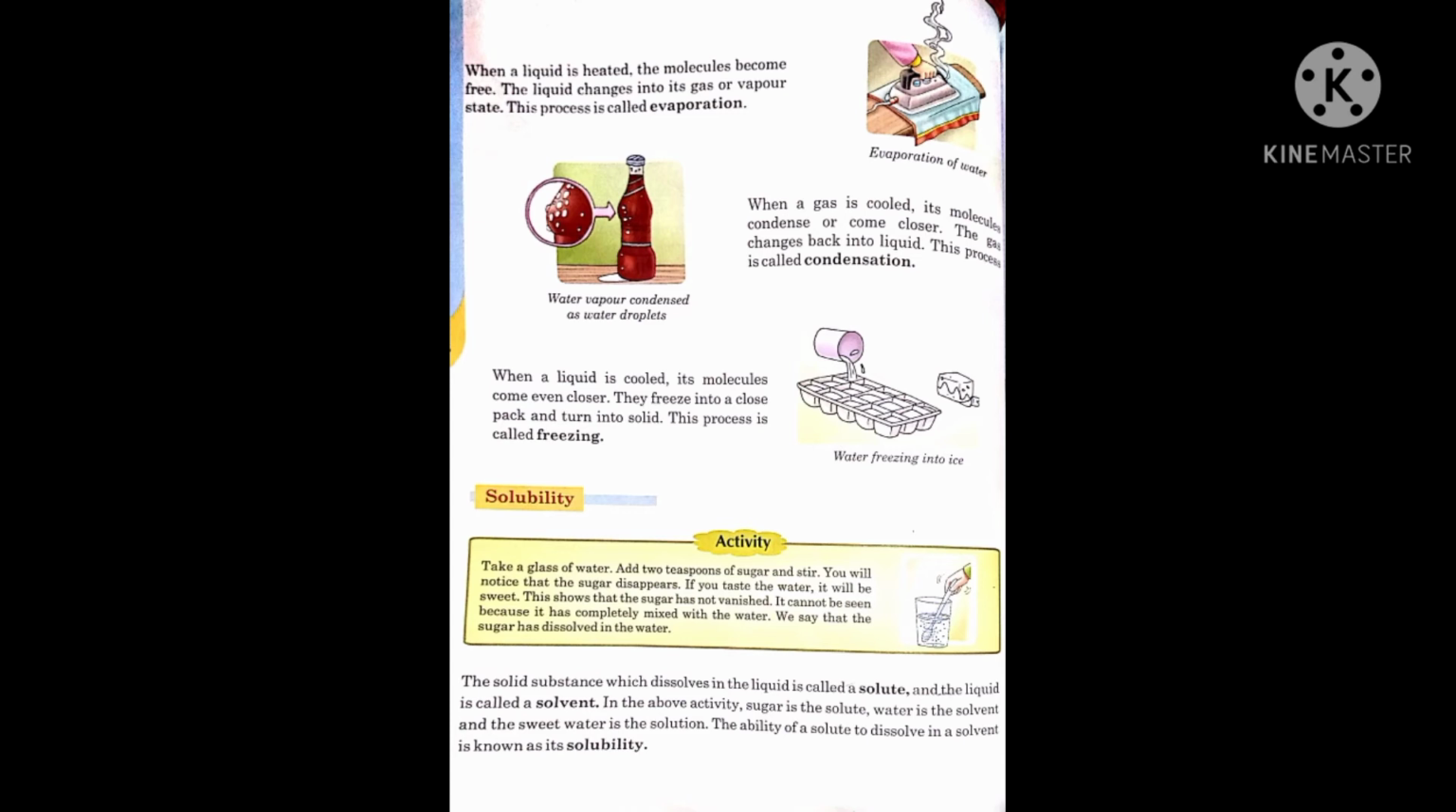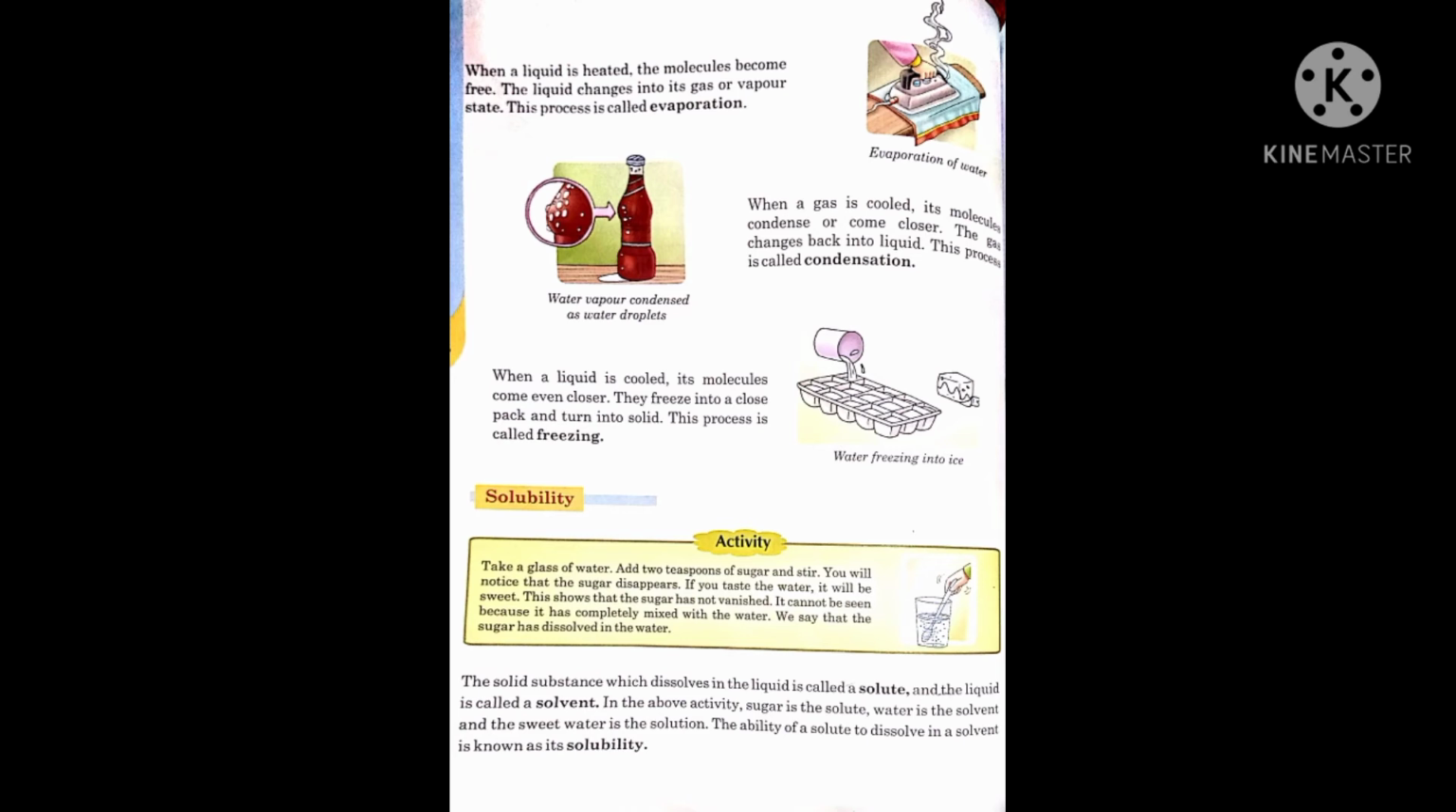For example, if you pour water in an ice tray and keep it in the freezer, you will see that after some time the water turns into ice. The molecules of a liquid come closer when it is cold.